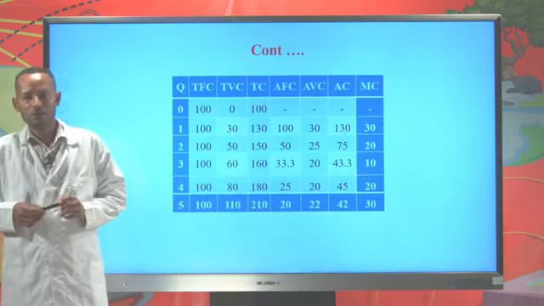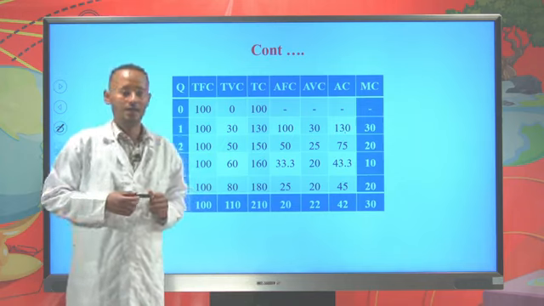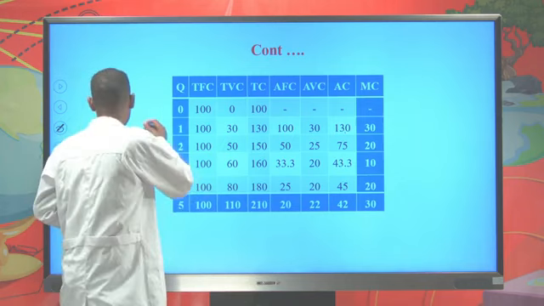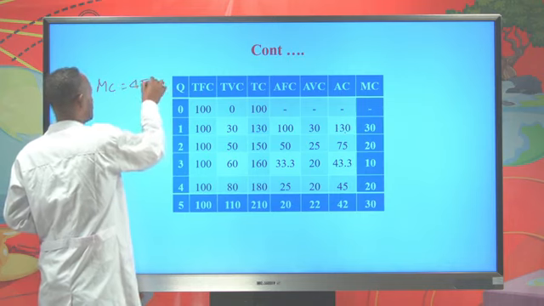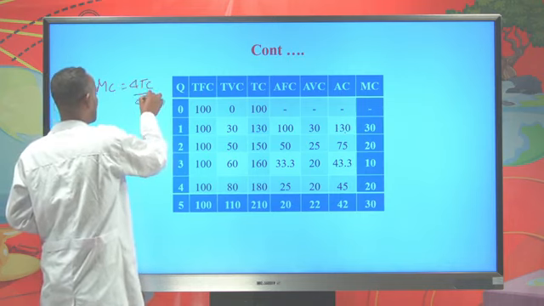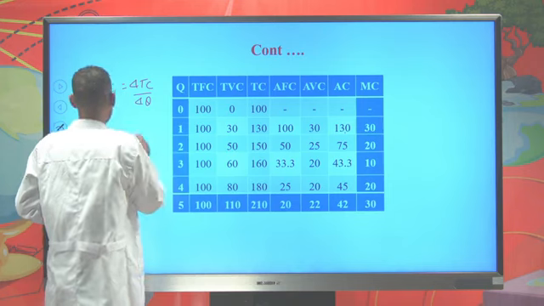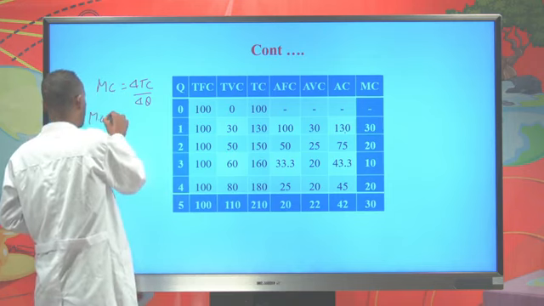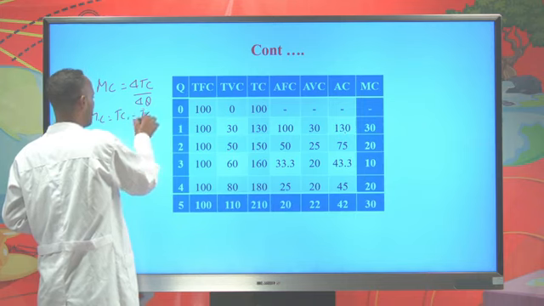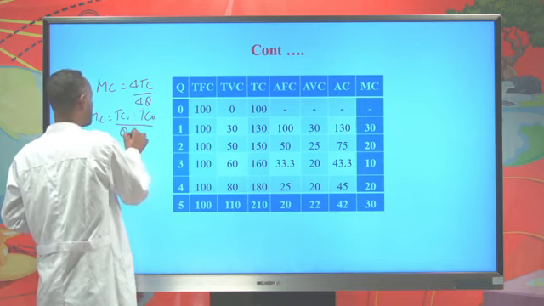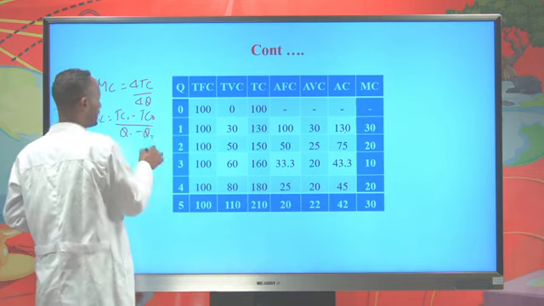Now, the marginal cost of production is mathematically calculated by dividing the change in the total cost of production by the change in output produced and sold. This means the MC is the change in TC, which is TC final minus TC initial, divided by Q final minus Q initial, which is change in Q.